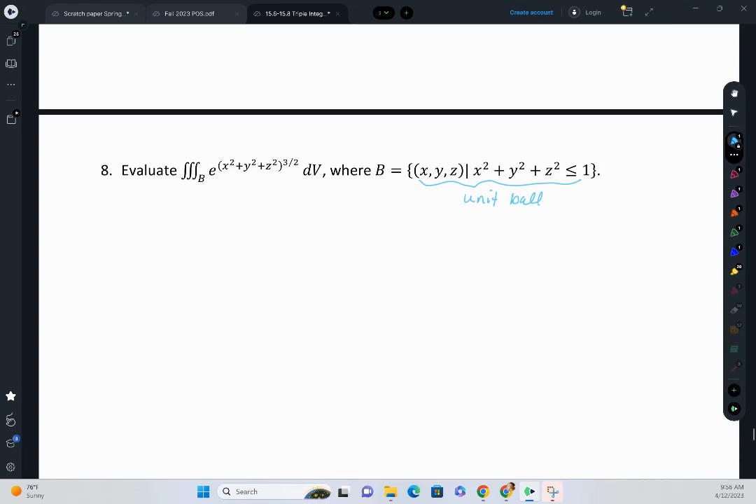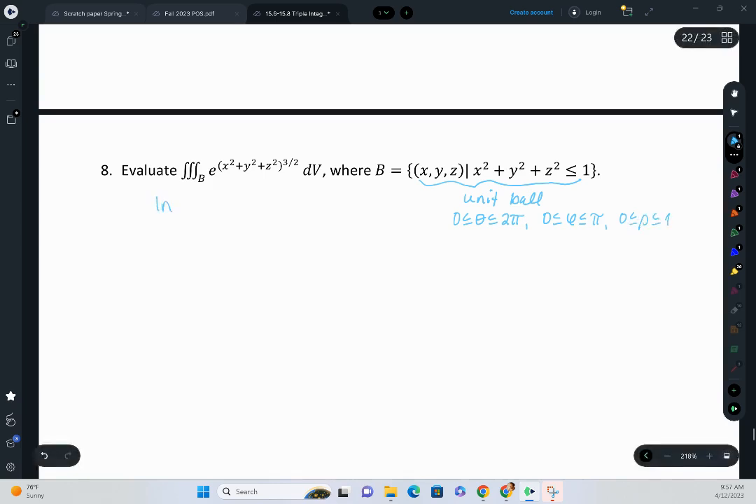It's a sphere. And that gives us an easy way to get to our bounds, because for a full sphere, we know that we have theta going from 0 to 2 pi. We know we have phi going from 0 to pi. And it's a unit sphere, so we have rho going from 0 to 1.